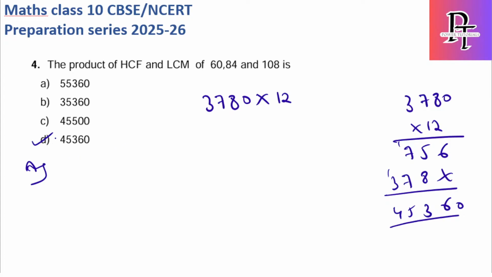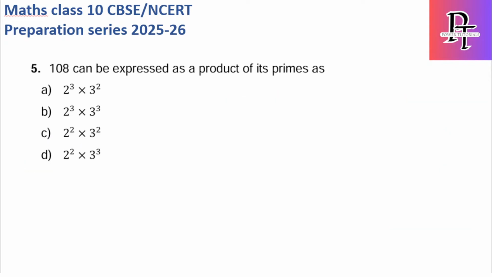And if you notice here, LCM into HCF is not equal to the product of the numbers. I told you clearly, only for two numbers LCM into HCF will be equal to the product of the numbers. Greater than 2, that condition will not be satisfied.